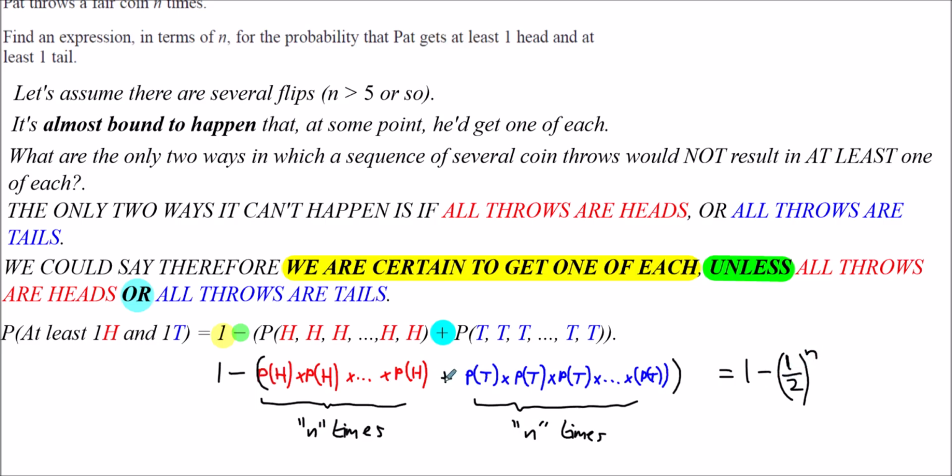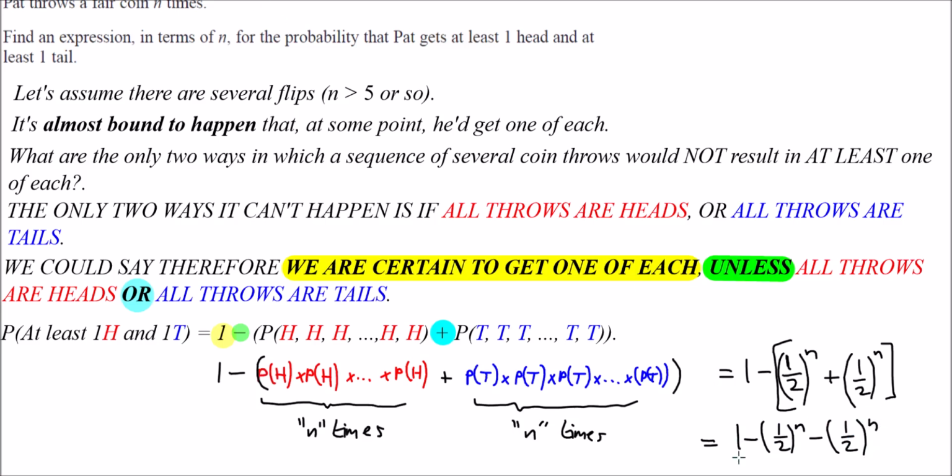But as well, I need to add on to that the possibility that we have n tails in a row. Chance of one tail is a half. Chance of n tails in a row is half to the power n. So then neating this up, it's simply 1 minus a half to the power n, minus a half to the power n for the other possibility as well.